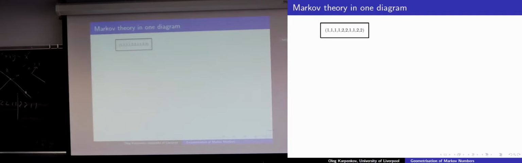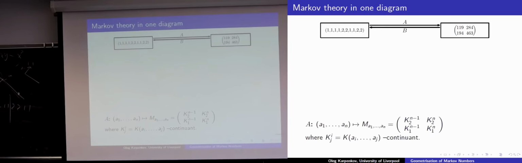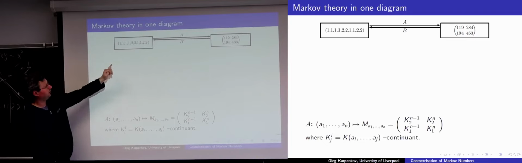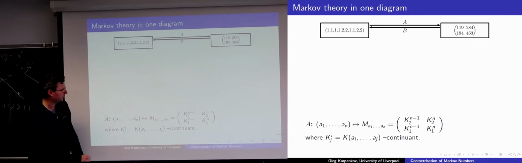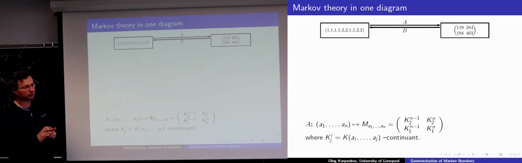So now, Markov theory in one diagram. Great. So for now, we can start with any sequence, and we can go to a matrix. So how to go to a matrix? Basically, there is a very nice formula, which is called the continuant. The continuant is actually the numerator of a continued fraction. Do you know what a continuant is?